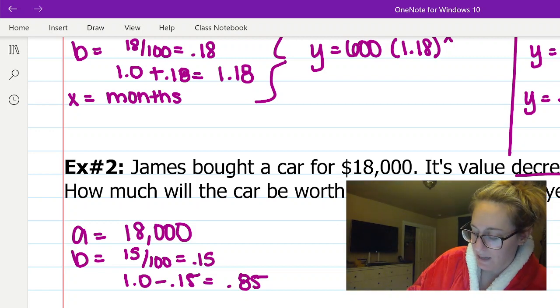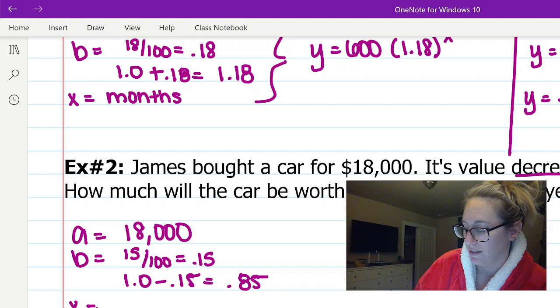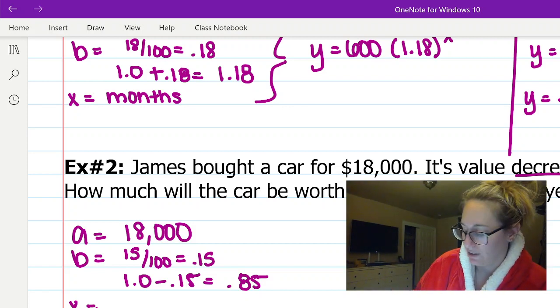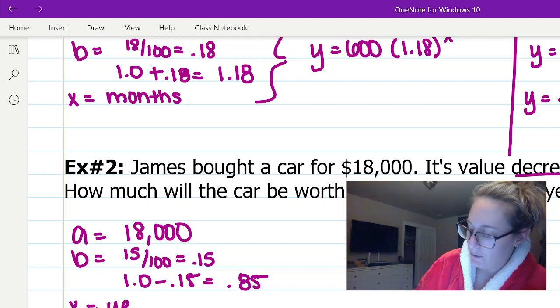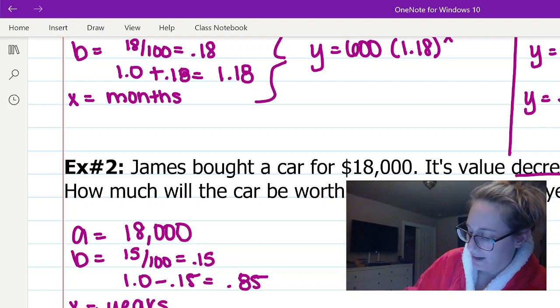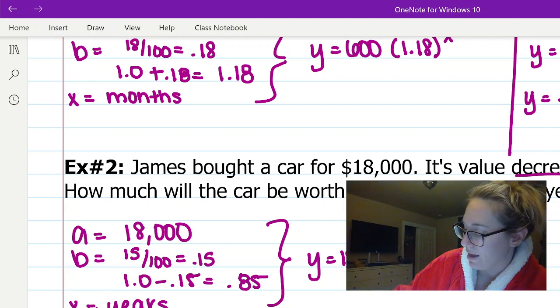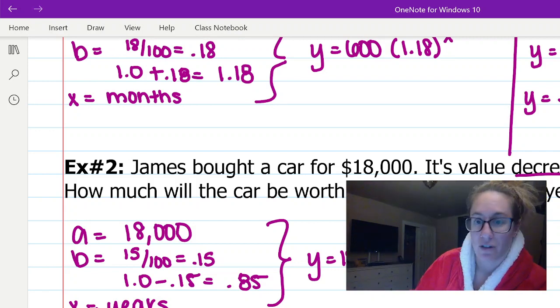And then last but not least, we just want to make sure we know what our decrease is counting by. And it says every year. So our X represents years that have gone by. Perfect. We're going to take all this information and make it into a nice equation. Y equals 18,000 times 0.85 to the power of X. Brilliant.